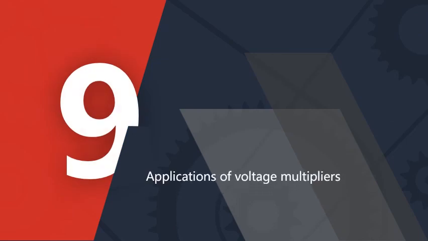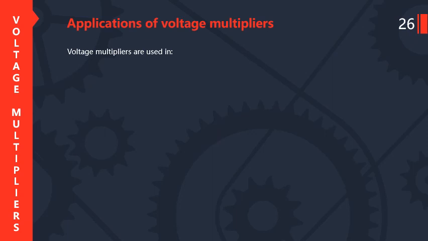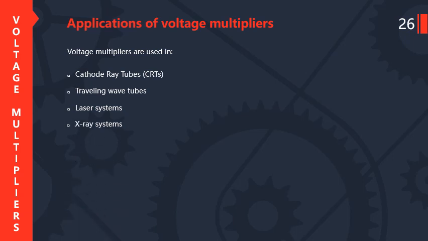The next topic is applications of voltage multipliers. Voltage multipliers are used in CRT, meaning cathode ray tubes. They are used in traveling wave tubes, laser systems, X-ray systems, and LCD backlighting, that is liquid crystal display backlighting systems. They are also used in high voltage power supplies and particle accelerators.